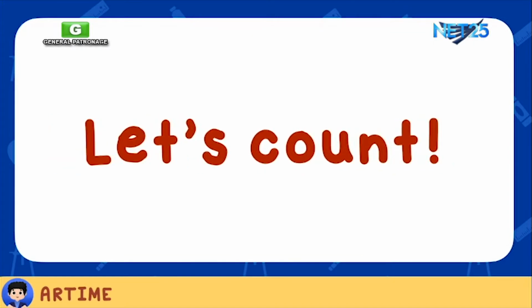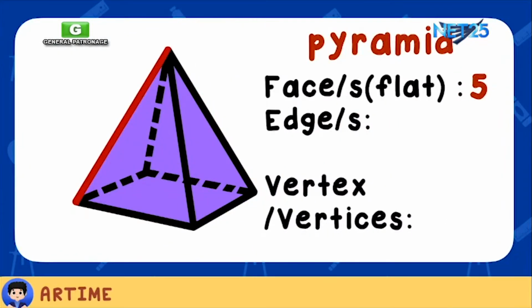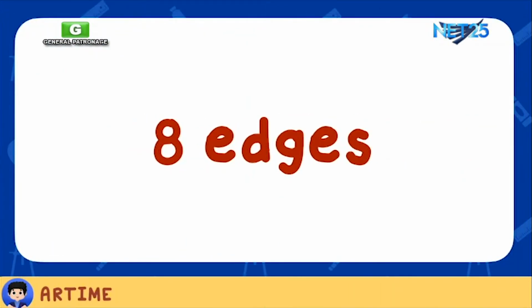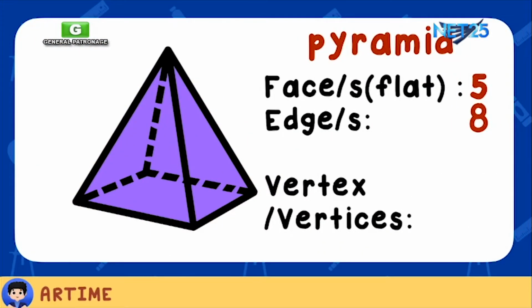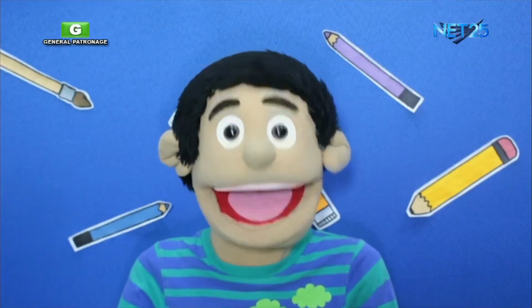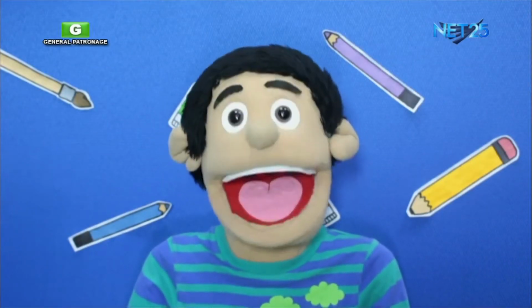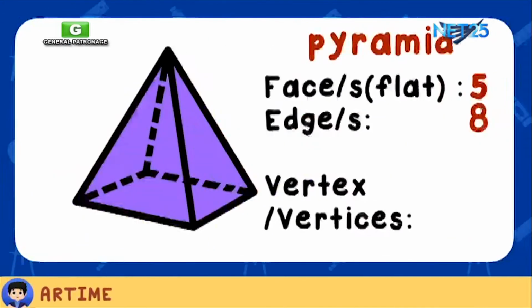Now let's count the edges. 1, 2, 3, 4, 5, 6, 7, 8. There are 8 edges on a pyramid, friends. Good job! And lastly, let's count the vertices. Let's count. 1, 2, 3, 4, 5.